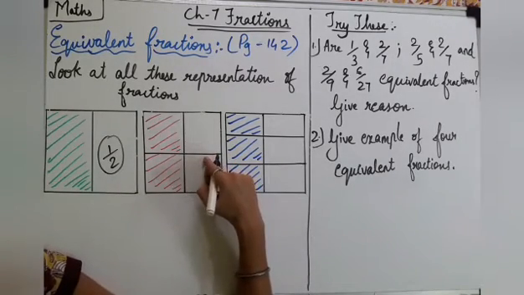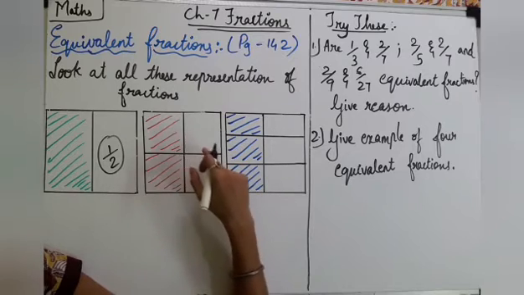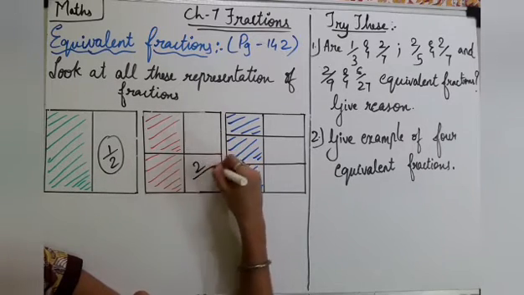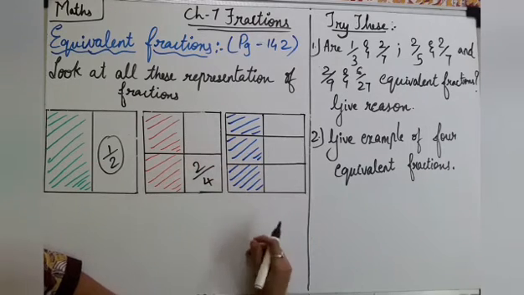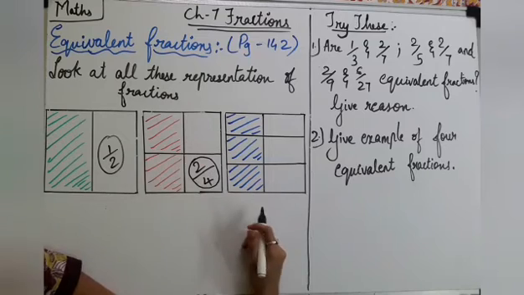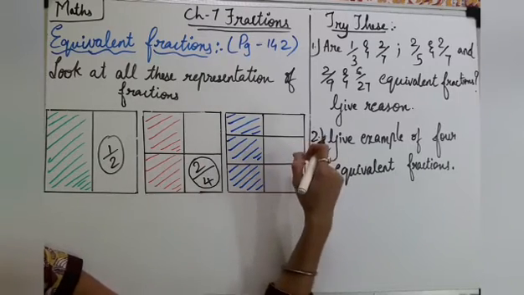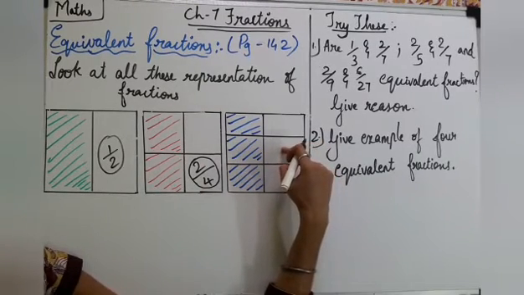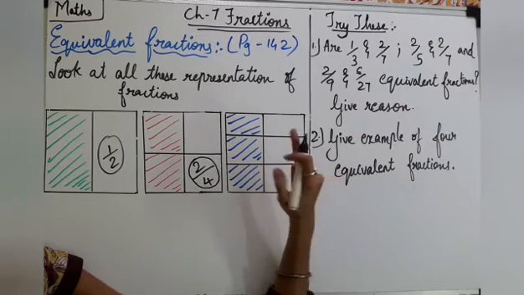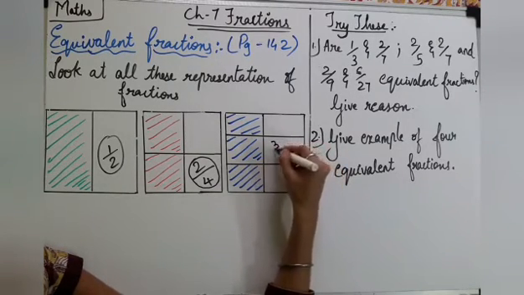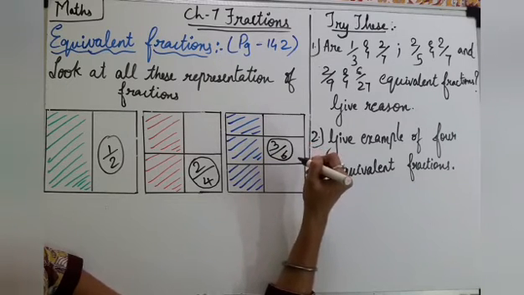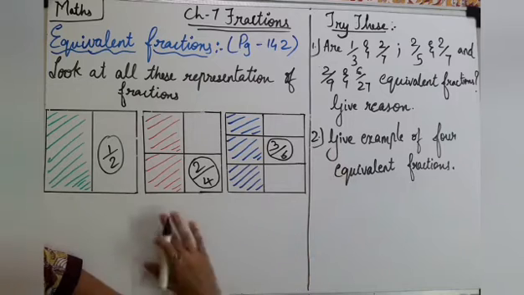Here again one square is there, but I have divided it into 4 parts and 2 are shaded. So 2 are shaded and divided into 4 parts, so the fraction is 2 upon 4. Here again one square is there, which is divided into 6 equal parts, but 3 are shaded. So we will write 3 upon 6. Okay, till now we were doing it this way.